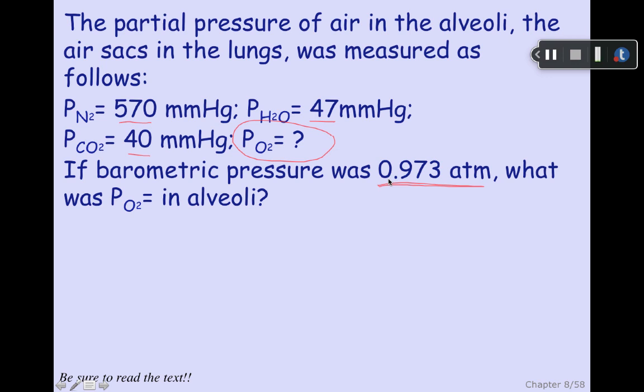Not so bad, but it may seem bewildering at first. What in the world are we doing with atmospheres and millimeters of mercury? And so the point of it is, all of these pressures have to add up to the total pressure. The 0.973 is the total pressure, but it's in the wrong units. So let's convert that one into millimeters of mercury. So pressure total, I will abbreviate TOT, is going to be 0.973.